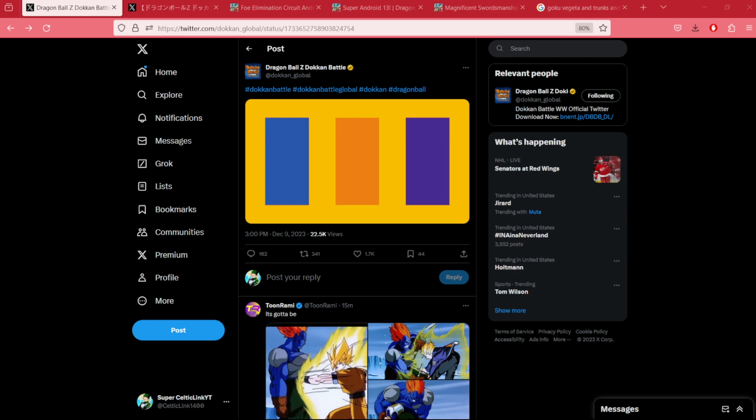I'm betting and hoping that it is Goku, Vegeta, and Trunks from the Android 13 movie. This has been a long time coming, so I'm excited if this ends up being the Part 2 Carnival LR.